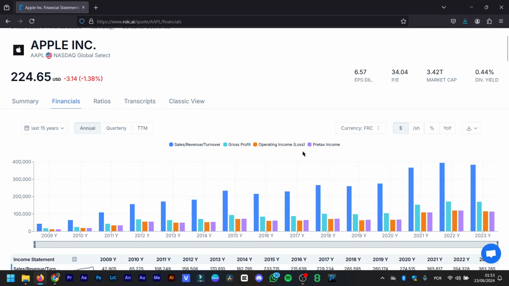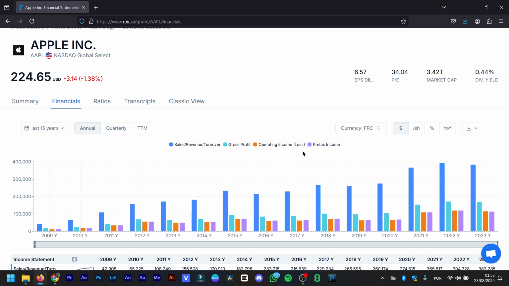Now the step 7, we're almost finishing, guys, is free cash flow. So we're going to talk about free cash flow. Basically, it's the cash that is left after the company has paid all the operating expenses and capital expenditure. So that's kind of what it is.